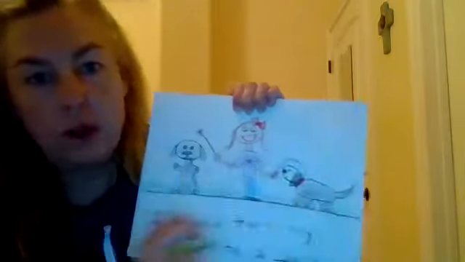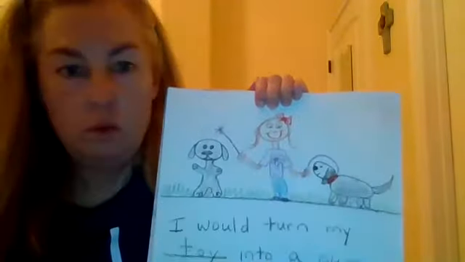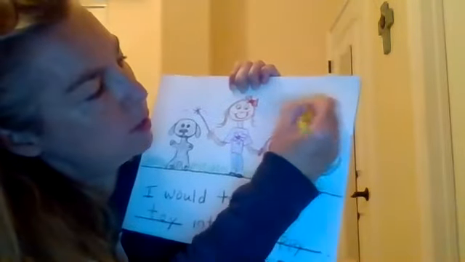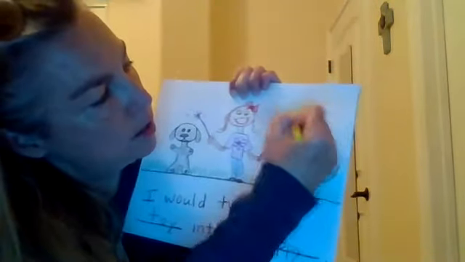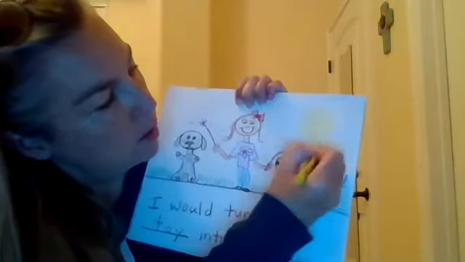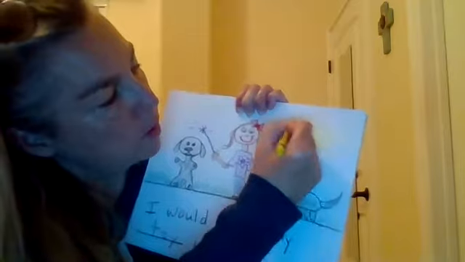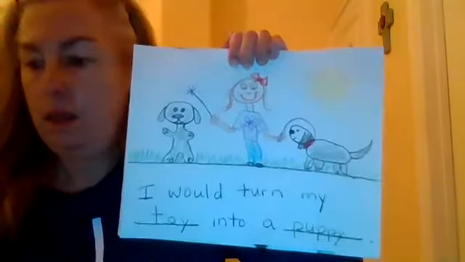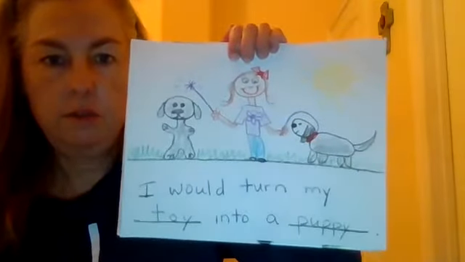You might want to put a rainbow up here. You can do whatever you want for your own picture. I'm going to put a nice yellow sun because it's a sunny day. She's out walking her new puppy. There it is. And I think that's good.